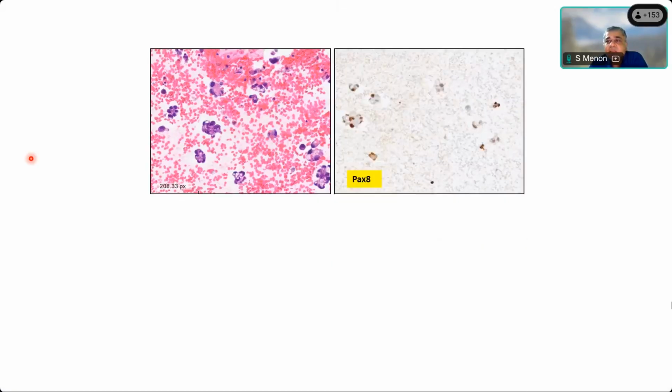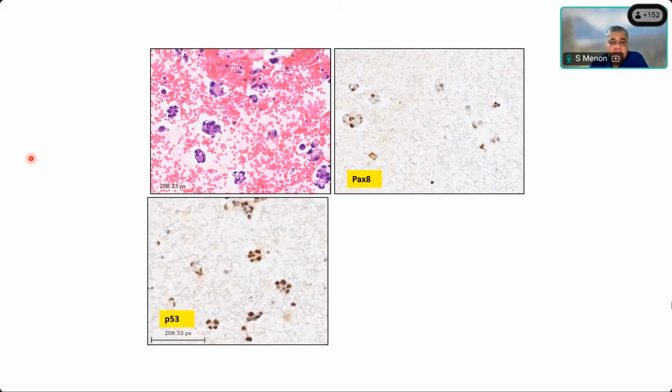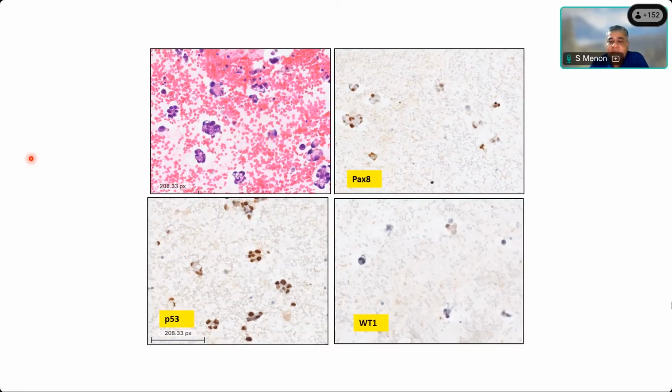PAX8 is the Mullerian marker. So the first marker is PAX8. That's a Mullerian marker. Obviously, it does come in thyroid and thymic and renal neoplasms. The next markers are P53 and WT1. So WT1 is marking some of these cells. P53 is very nicely, strongly mutant positive in these tumor cells, and PAX8.